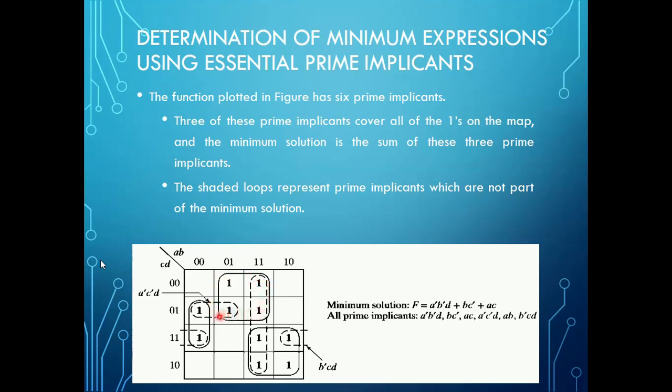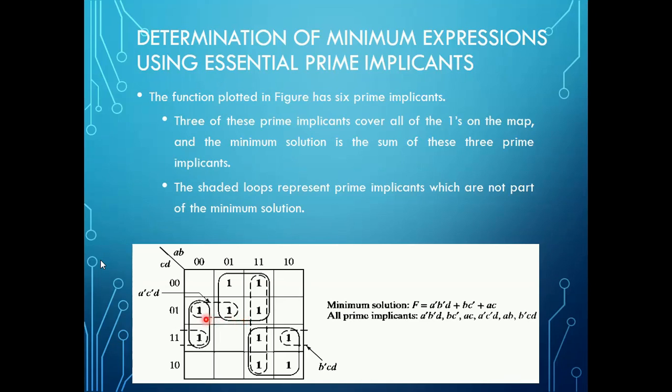What we have done is first we try to encircle the quad. You have found 4 ones, so you have encircled the quad, and in the same way another quad you find and encircle, and two ones you have here, that also you are going to encircle. So you have got initially three prime implicants, and there are some other prime implicants also.